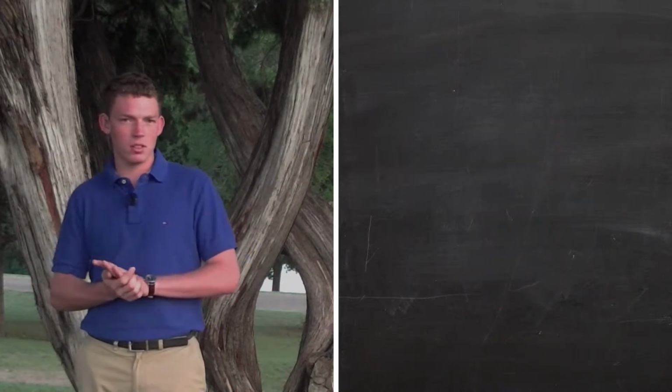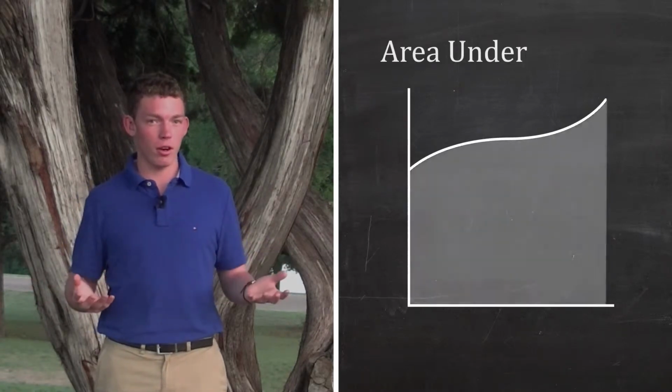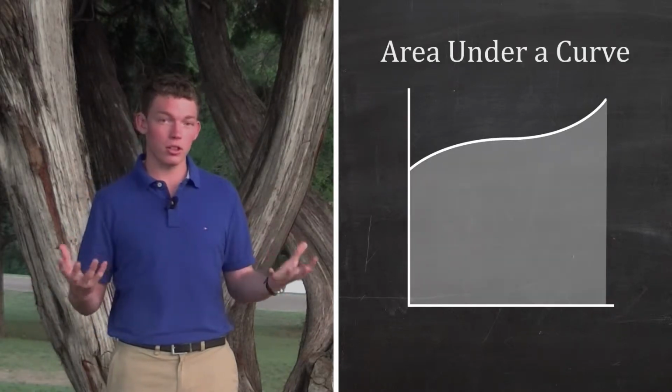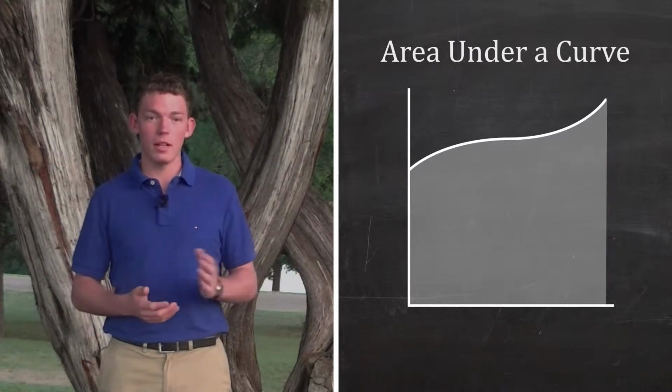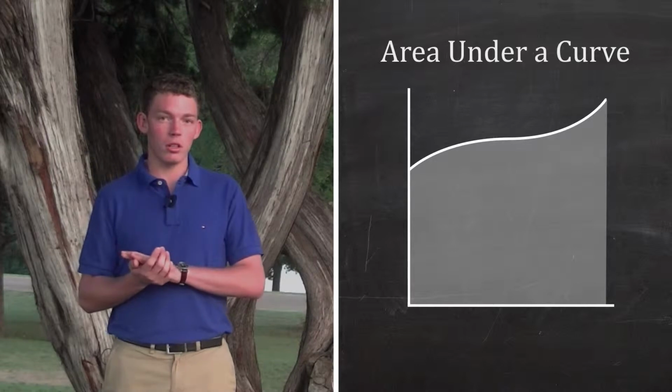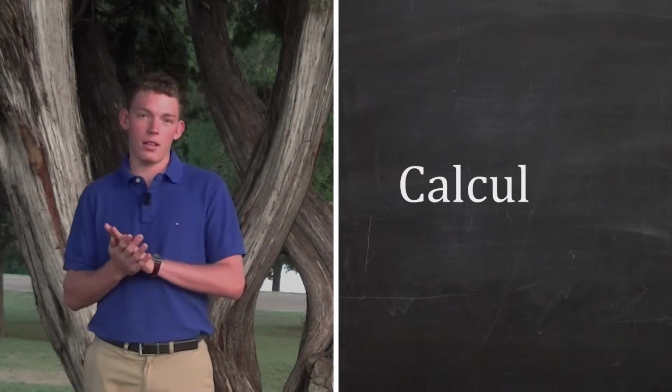So what if I made things a little more difficult and said, all right, now your graph's curved, and you have to find the area under that curved graph. And I'm not talking about a circle where you could just use pi r squared or something like that. It's irregular and it's curved. So what would you do? Well, this is where calculus comes in.